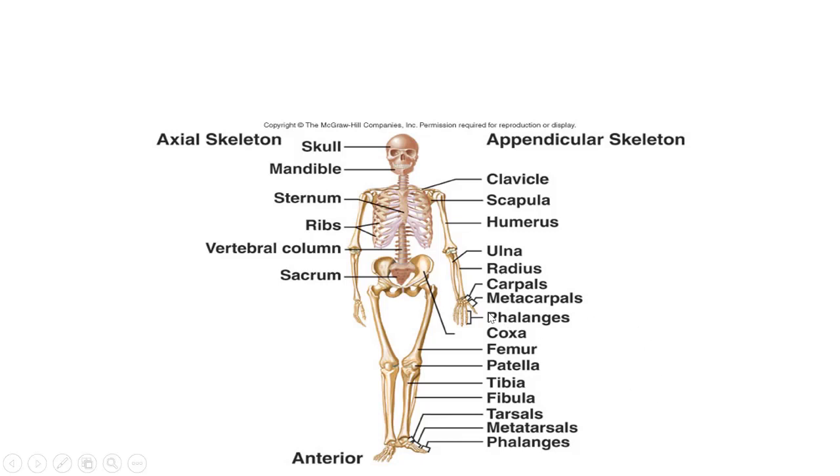The name of the first is thumb or pollicis. Second is index. Third is named middle finger. And fourth is named ring finger. And fifth is named little finger or digiti minimi.